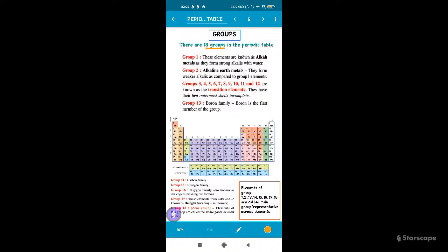So we are going to study about each group. Group 1 is known as the alkali metals. Why? Because whenever the group 1 elements are mixed with water, they will form strong alkalis. They will show a basic nature.